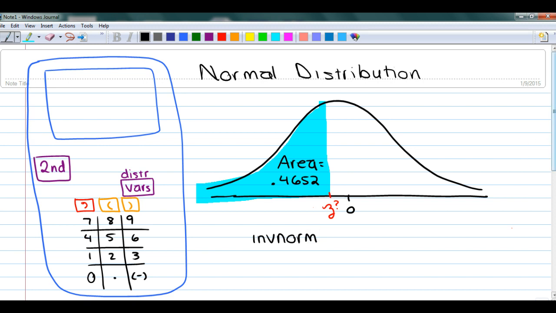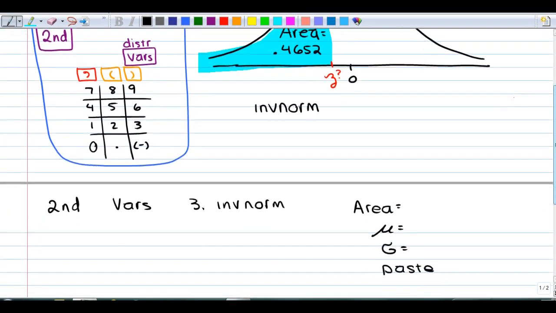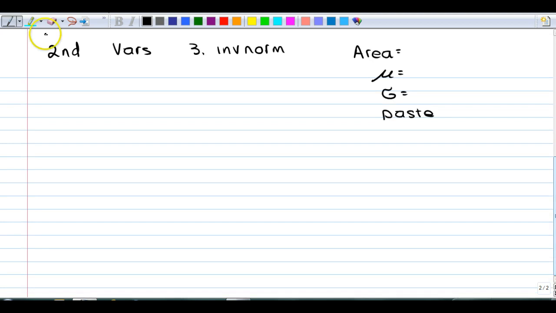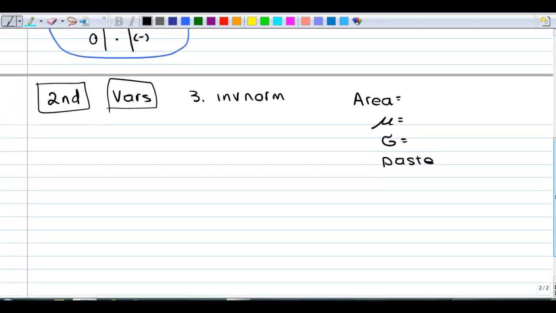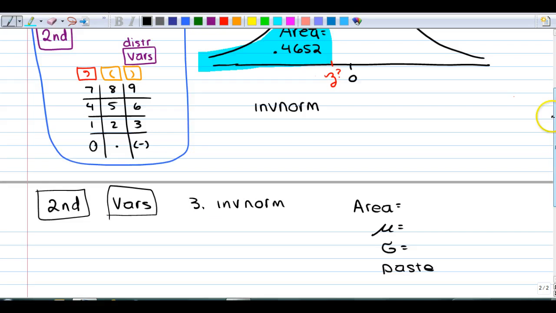We get there by going to the second key, vars, entering on 3 or INVnorm, and it asks us for our area. What did I say that area was? 0.4652. If this is a z-score, my mean is 0, my standard deviation is 1.